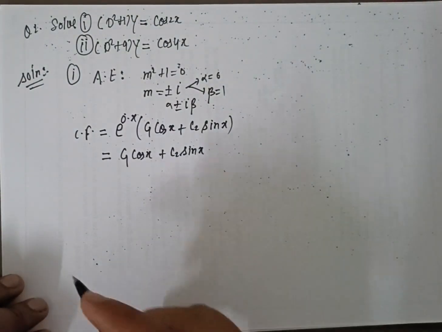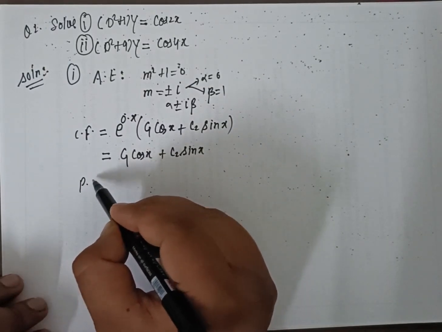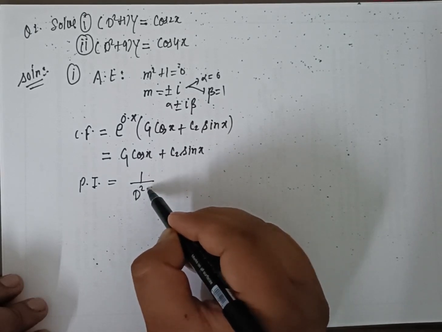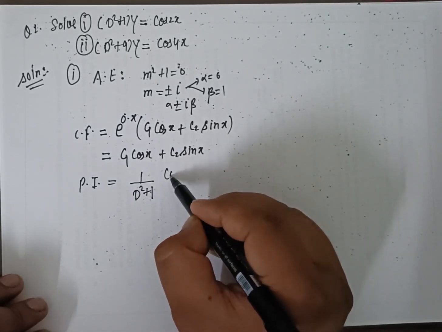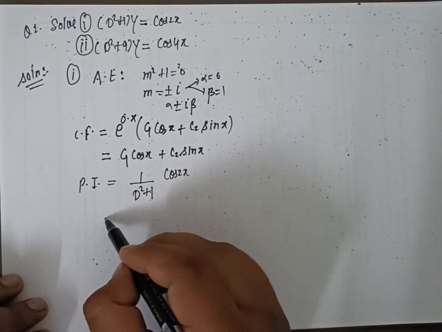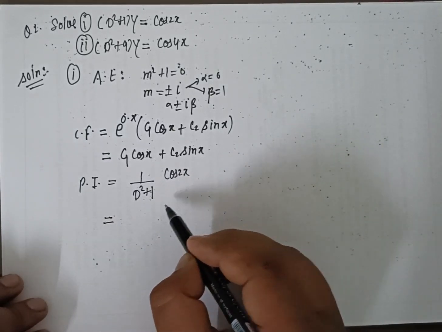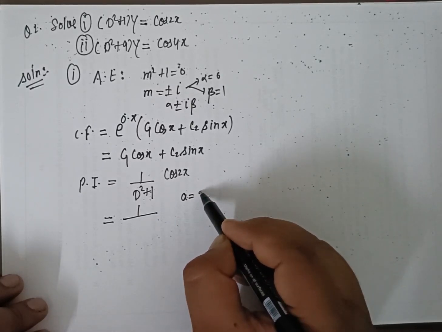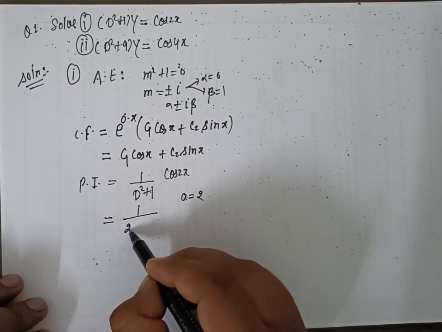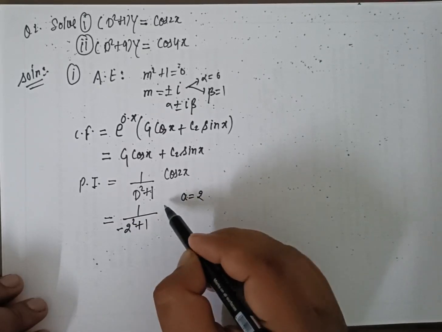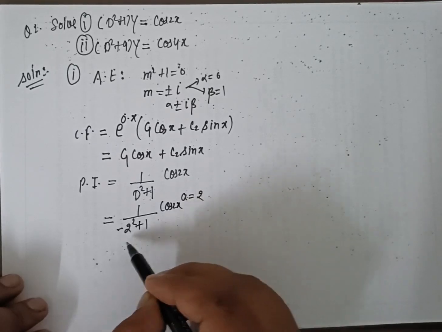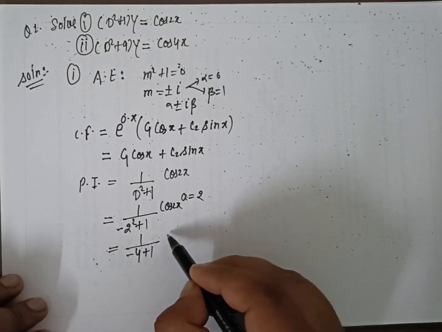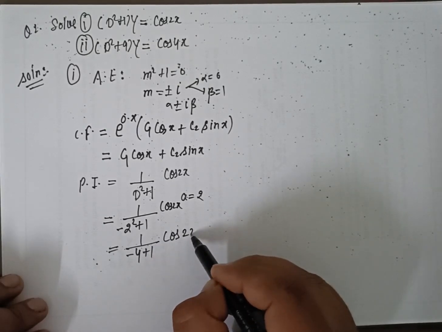So it is your complementary function. Now we calculate here the particular integral as 1 upon D square plus 1, cos 2x. Obviously we replace D square by minus a square with negative sign. So what about our a? It is 2 here. So we replace 2 square with negative sign, and plus 1, cos 2x. So we get here 1 upon minus 4 plus 1, cos 2x.